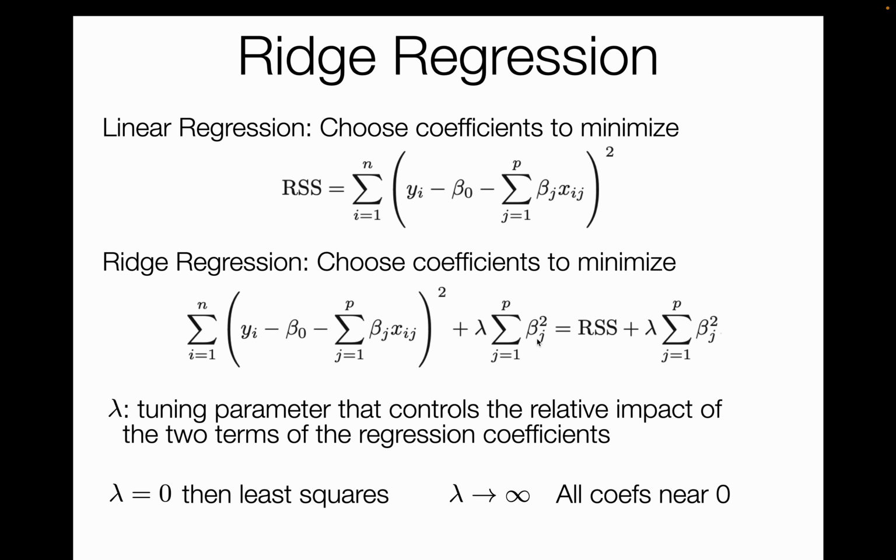Okay, so when lambda is 0, that's no impact from this penalty or regularization term. So it's least squares, the usual thing that we're used to. And when lambda goes towards infinity, all the coefficients are going to get really, really close to 0. Now because of the squared, because of the construction of this, they're never actually going to get to 0, which is something that's different when we'll see lasso.